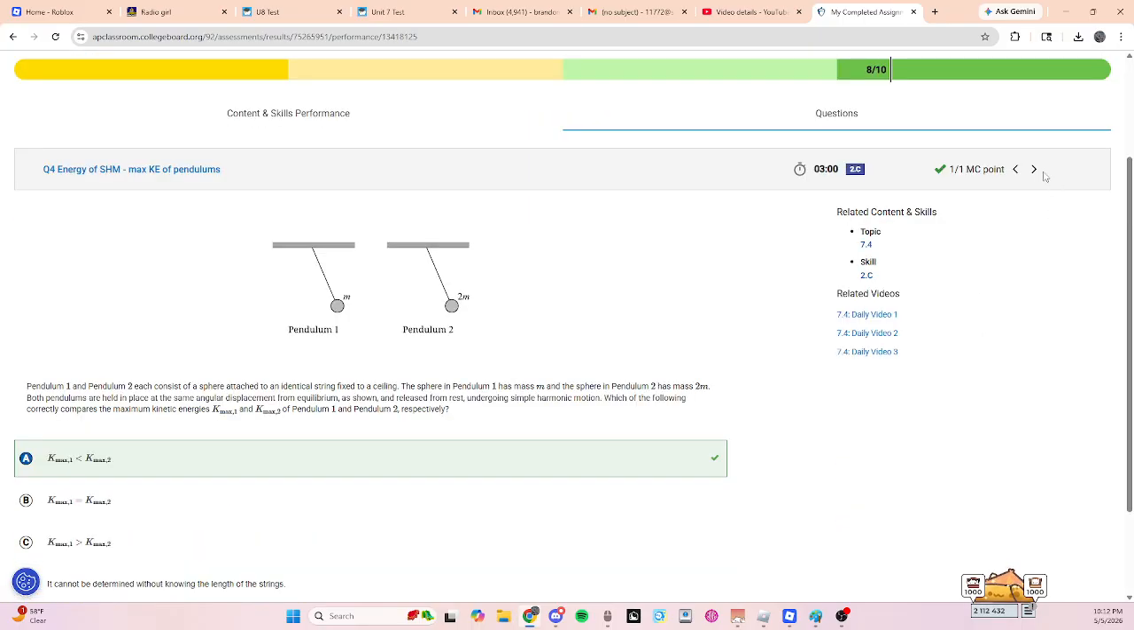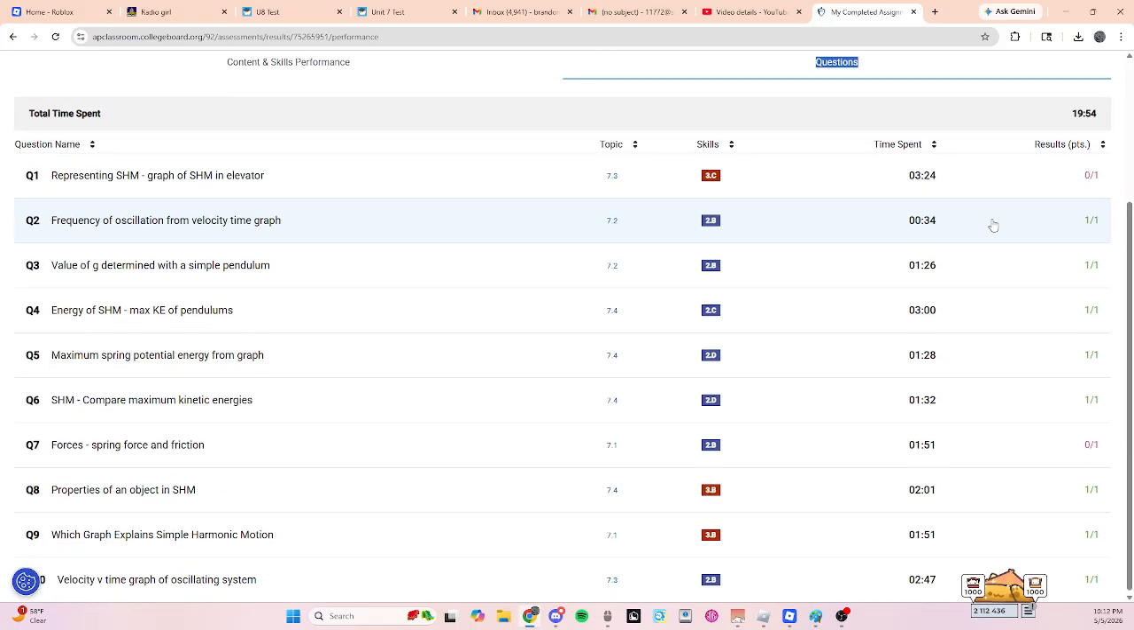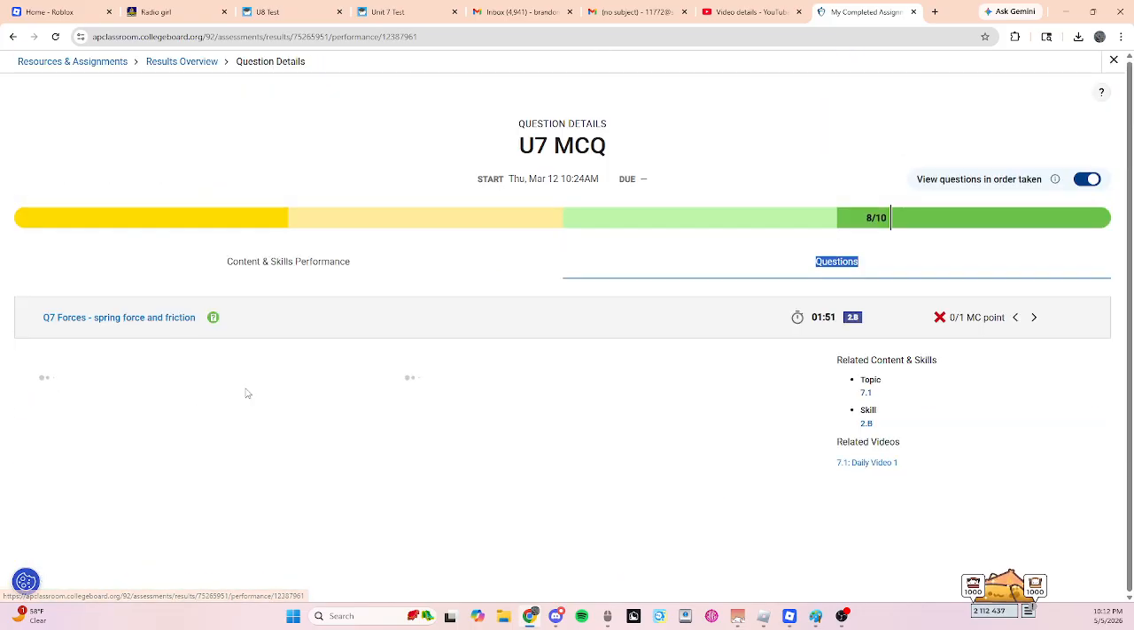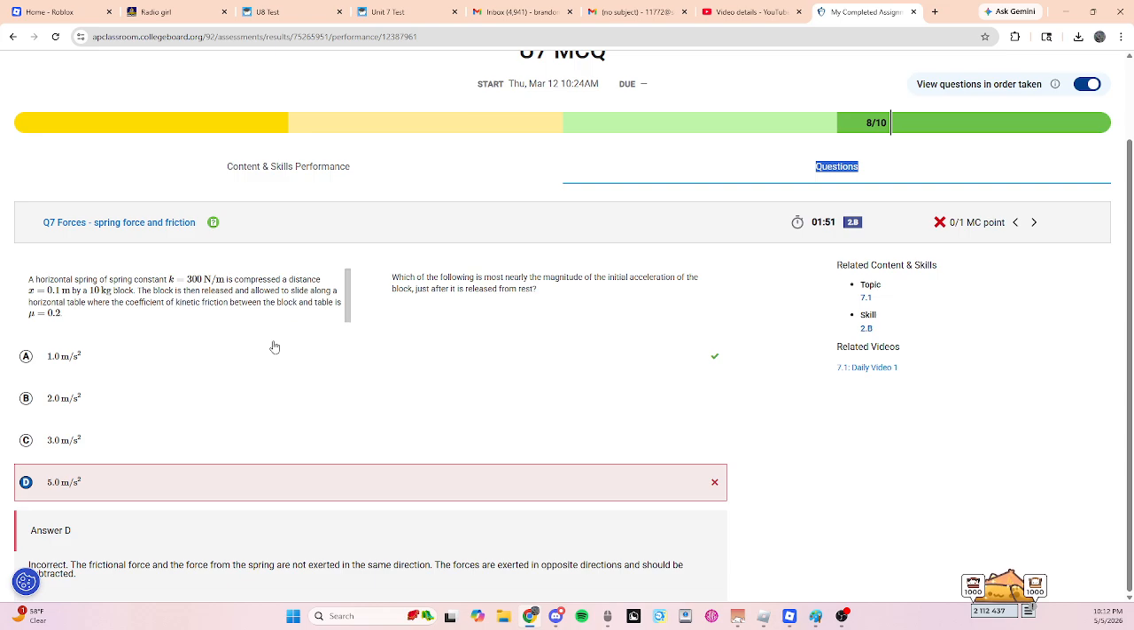And then the other question that I got wrong, this one. A horizontal spring of spring constant k equals 300 is compressed a distance x equals 0.1 meters by a 10 kg block. The block is then released and allowed to slide along a horizontal table. The coefficient of kinetic friction between the table and the block is mu equals 0.2. Which of the following is most nearly the magnitude of the initial acceleration of the block just after it is released from rest?